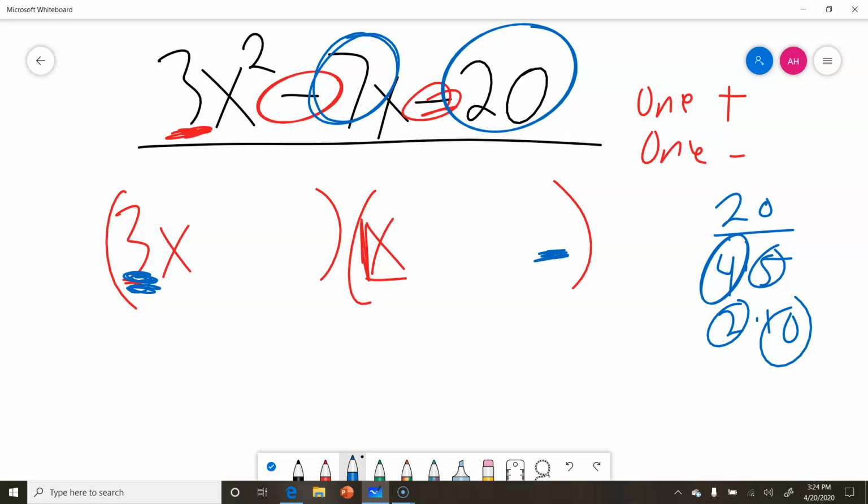So what if I did 3 times 10? Well, that's going to give me 30. There's no way that that's going to get negative 7. So nope, it's not the 10. Can cross that one out.